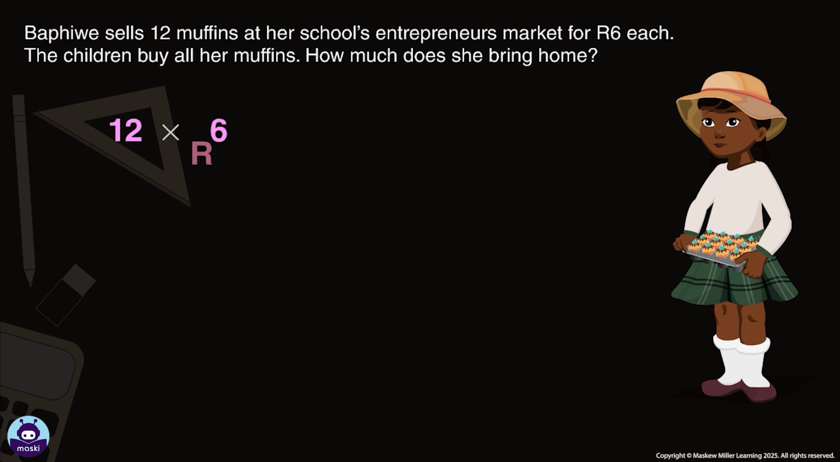Let us leave out the units in the calculation and only include them in the answer. This is to make the calculation easier. 12 times 6 equals question mark. Question mark is the answer that we are calculating. 12 times 6 equals 72 rand. She brought 72 rand home.